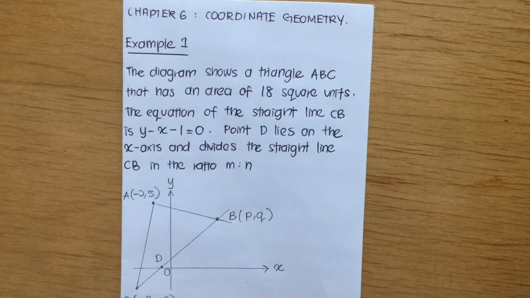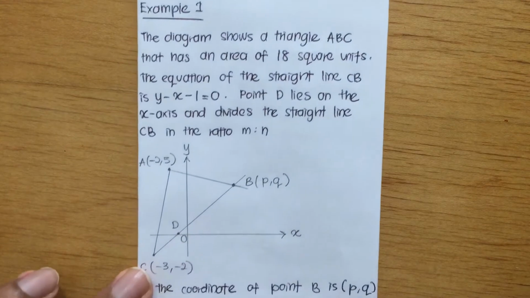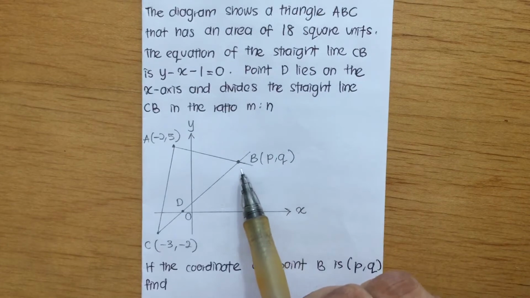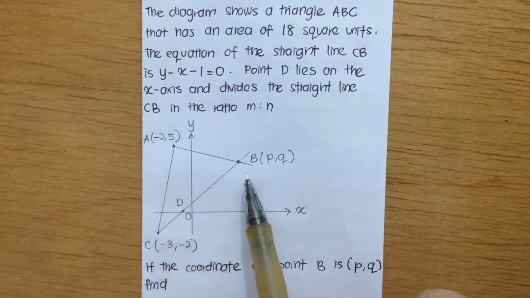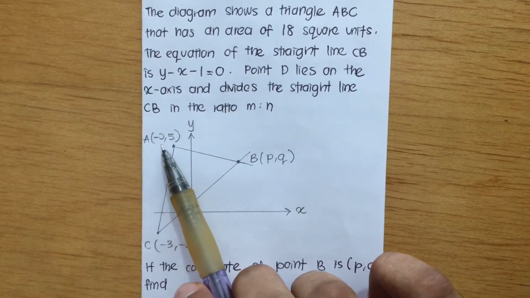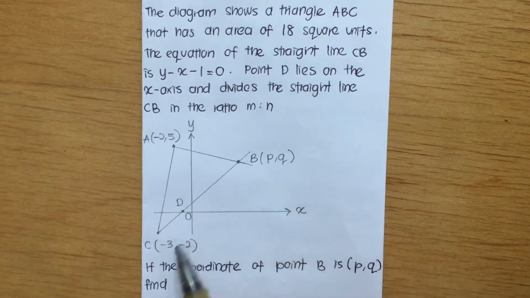The diagram shows a triangle ABC that has an area of 18 square units. The equation of the straight line CB is y minus x minus 1 equals 0. Point D lies on the x-axis and divides the straight line CB in the ratio m to n. If you can't see clearly, this is your point D. As you can see here, coordinates A, B, C are enclosed in the closed triangle. Coordinate A is (-2, 5), B is (p, q), and C is (-3, -2).